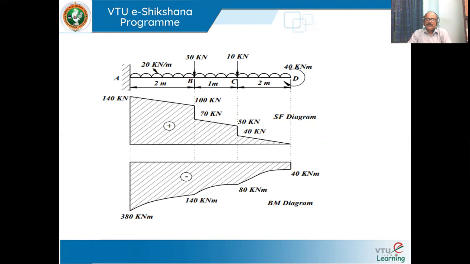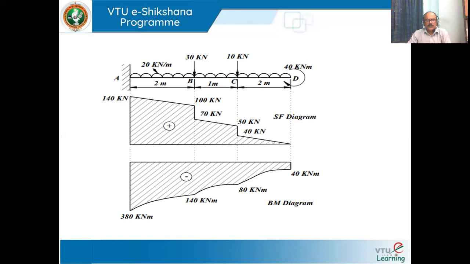For 2 meters, it is 40 kilonewton. So that means at point D, the uniformly distributed load is zero and it varies with the distance. So at point C, it is 40 kilonewton. Now at point C, in addition to that UDL, we also have a point load of 10 kilonewton that is acting downward, which also gets added to that 40. Therefore, it will be totally 50 kilonewton.